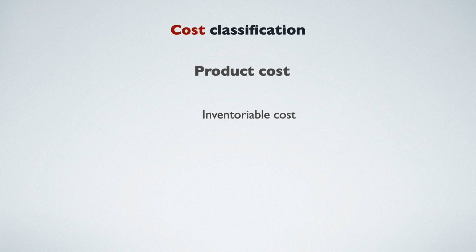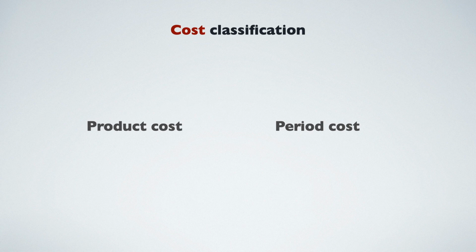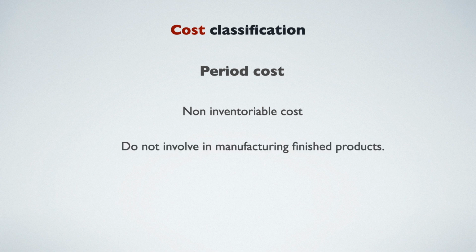Other than those three, costs also can be classified as product and period costs. Product cost is the inventoriable one. Any cost which is involved in producing the finished good is considered a product cost. Automatically, direct material, labor and overhead are the product cost. You cannot absorb the period cost into the product since the cost is not involved in producing the product. As a result, the cost cannot be an inventoriable cost.